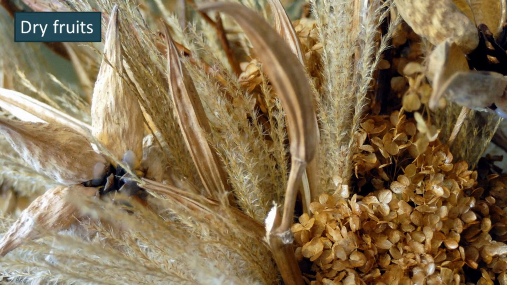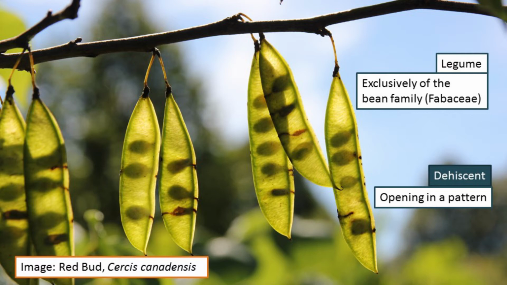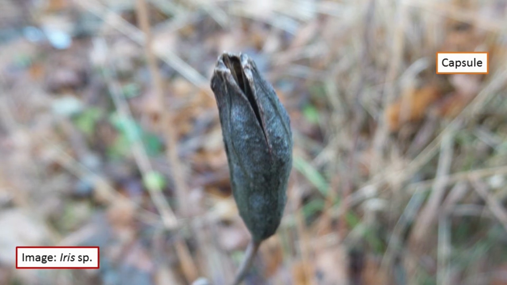Dry fruits lack a fleshy coat. A legume is a dry fruit which opens upon maturity, called dehiscent. Legumes are fruits exclusively of the Fabaceae family, which includes beans. Another dry fruit which is dehiscent is a capsule, and depending on how it opens can signify the species of plant. Iris, poppies, castor bean, and purslane are all examples of plants with capsules.